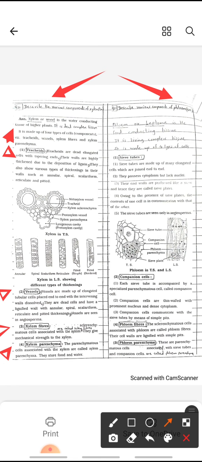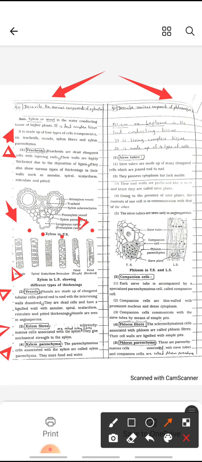So tracheids are dead elongated cells with tapering ends. Their walls are highly thickened. They show various types of thickening like annular, spiral, scalariform, reticulate, pitted, meaning small spot like, and again bordered pitted.